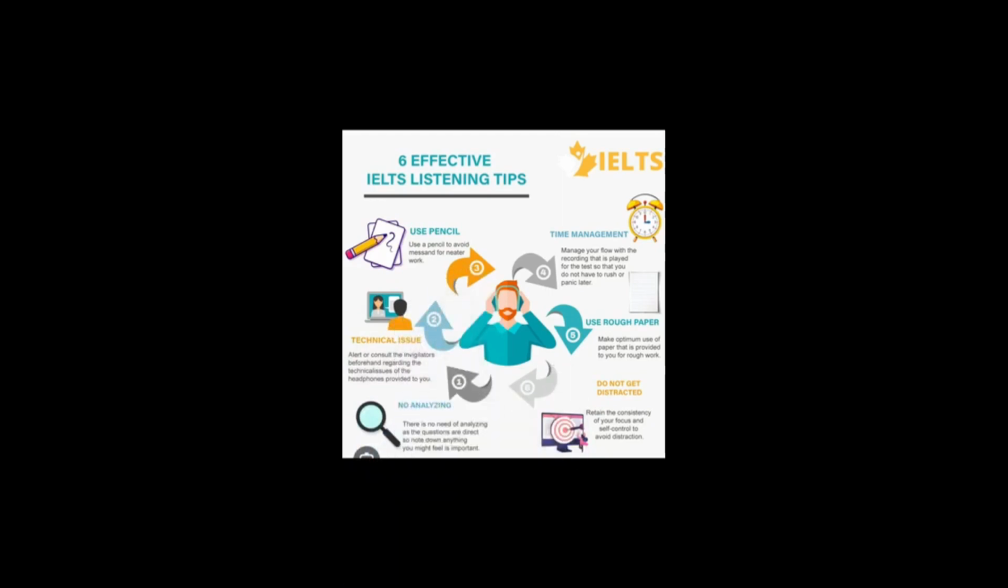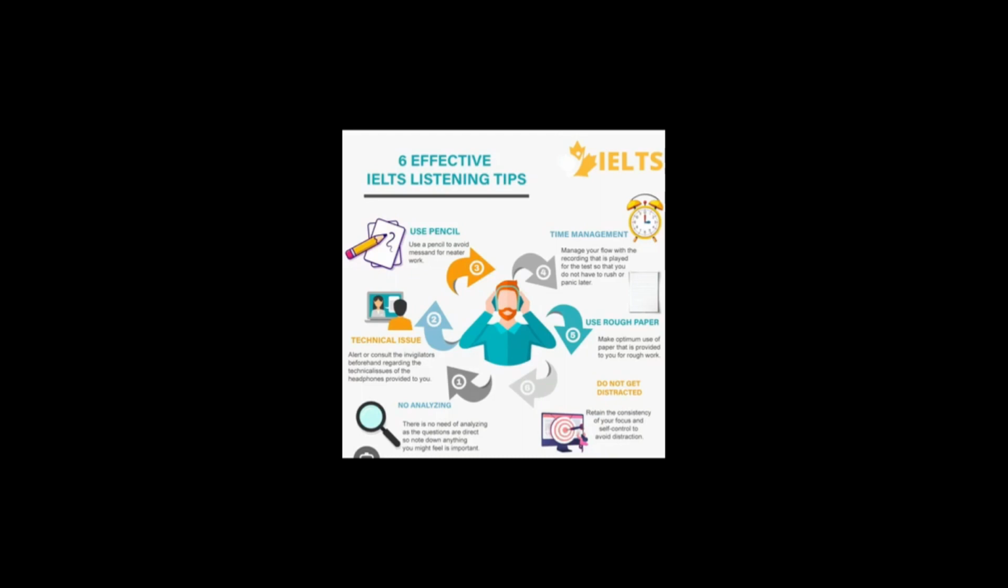In IELTS listening section 1, you'll hear 2 people speaking in an everyday social context. For example, maybe you'll hear 2 people talking about travel arrangements, or purchasing clothes, or booking a hotel. In section 2, you'll hear a single person, one person, speaking in an everyday social context. For example, you might hear one person talking about a new sports facility or a park ranger.